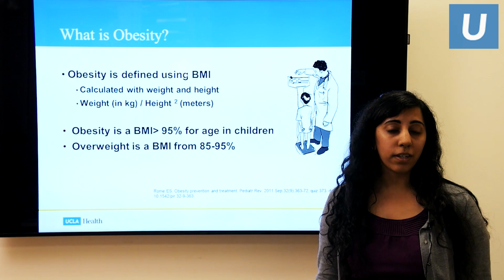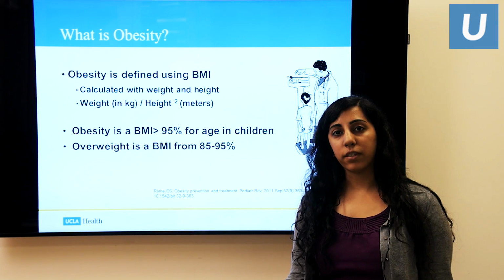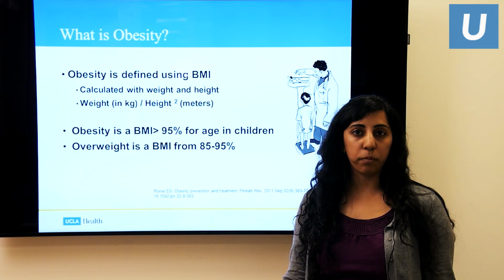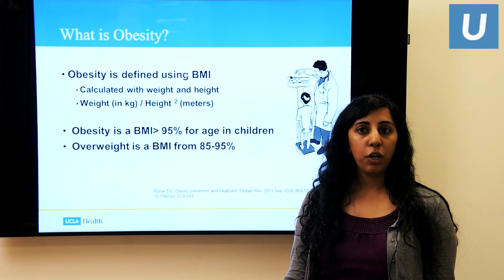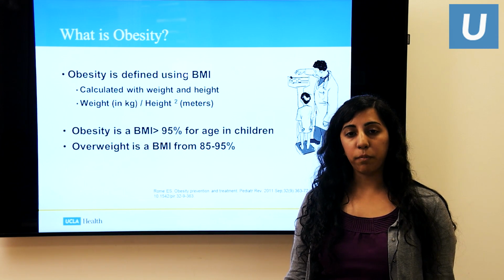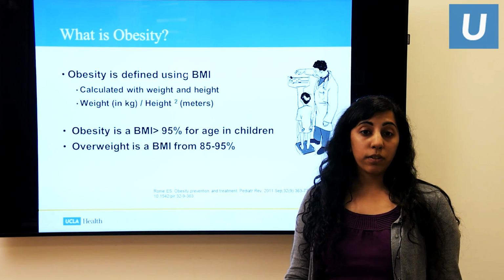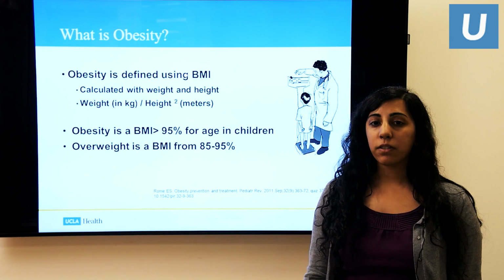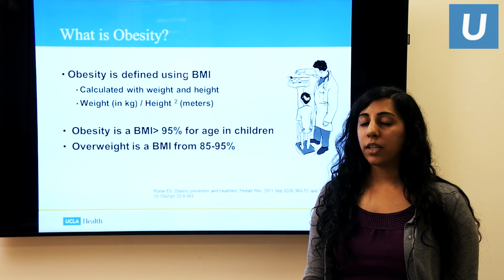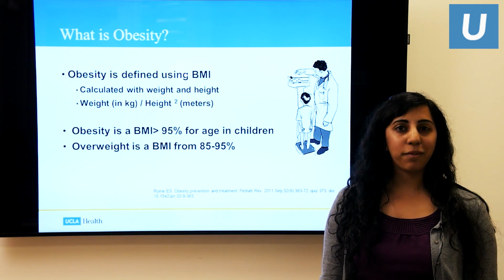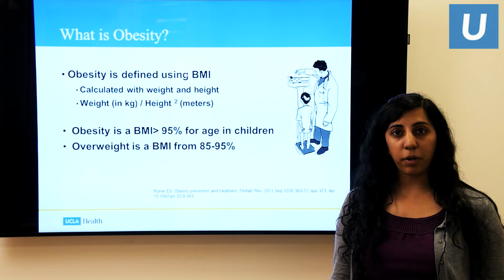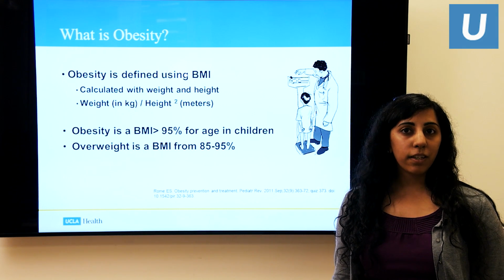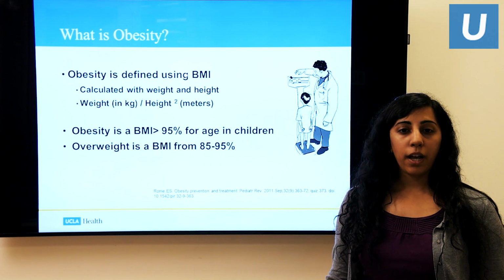So to start, I did want to talk about what is obesity and how we as clinicians define obesity. It's a very hot topic right now, but I wanted to start by talking about how we actually know if a child or someone is obese. So we define obesity using something called BMI. You may have heard of this before. It stands for body mass index. And basically that is a comparison of height against weight.